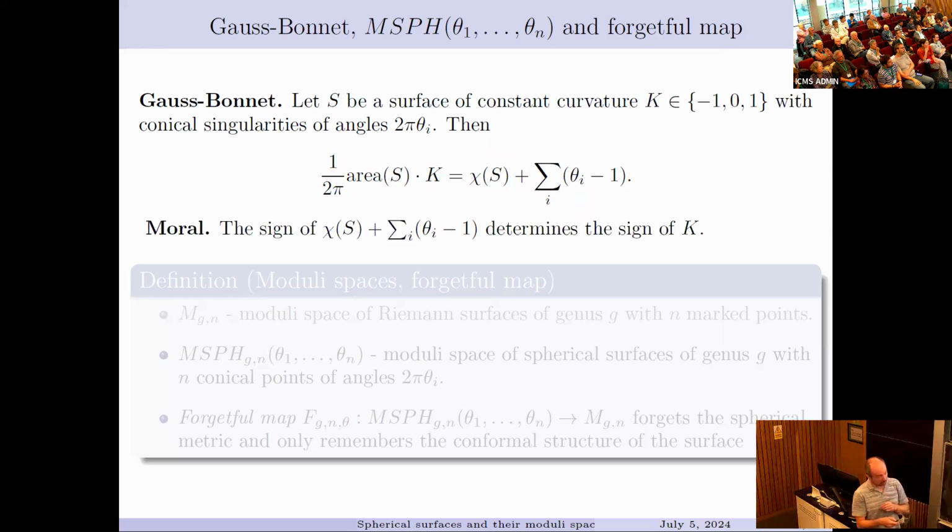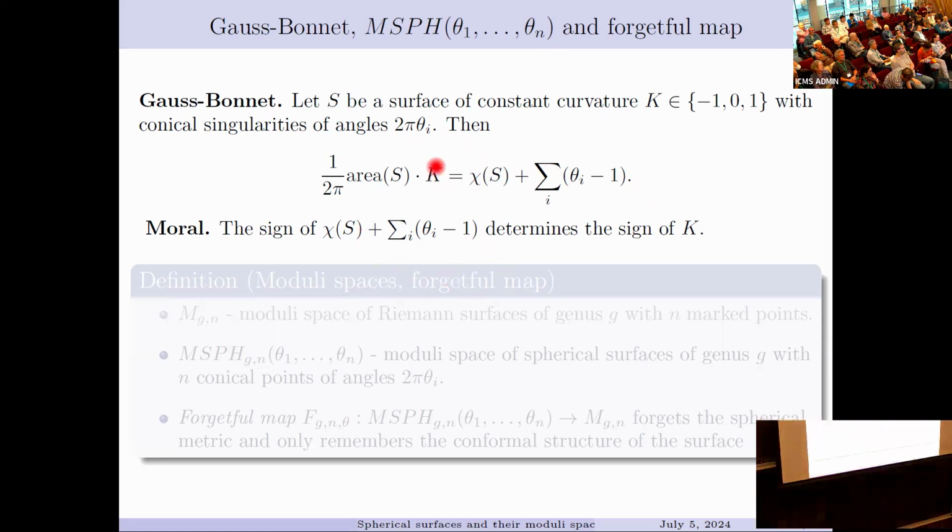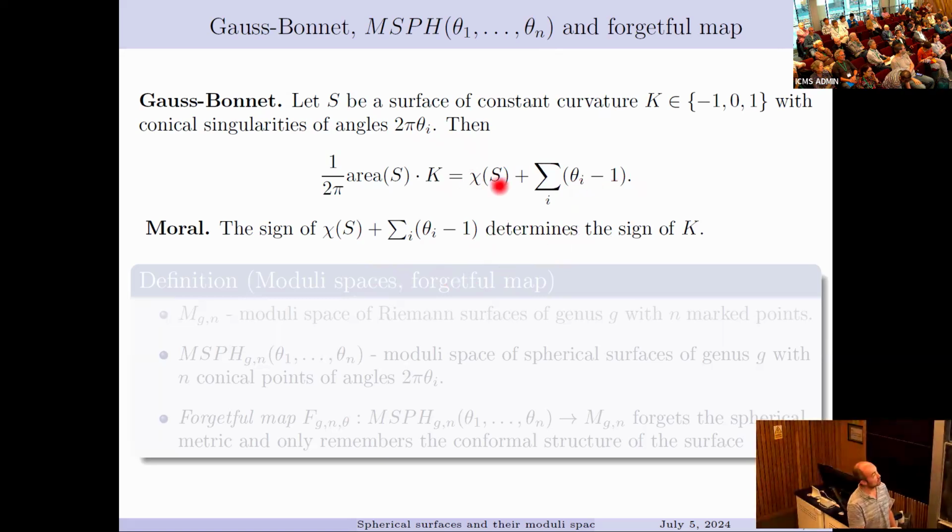The moral of this formula is the following: if you compute this number, it will have a sign. It will be either negative, 0, or positive. And the sign will tell you what kind of curvature you can have. For example, if the sum is equal to 0, then you know that your surface can only have a metric of curvature 0. If it's positive, it can have only a metric of curvature 1, and if negative, -1.